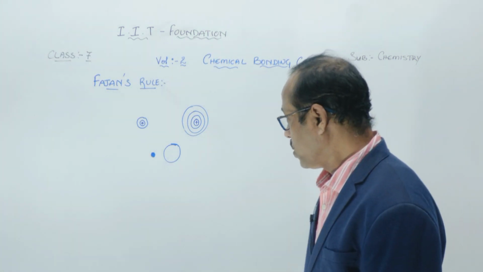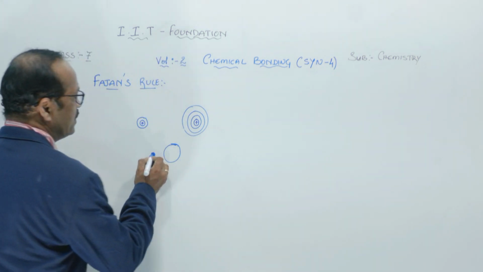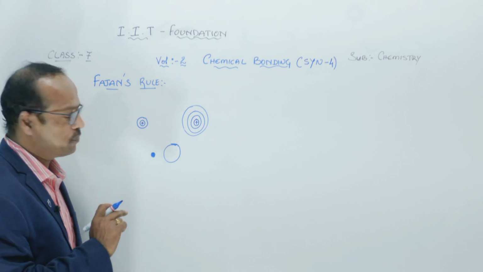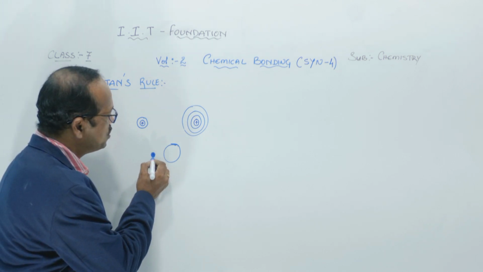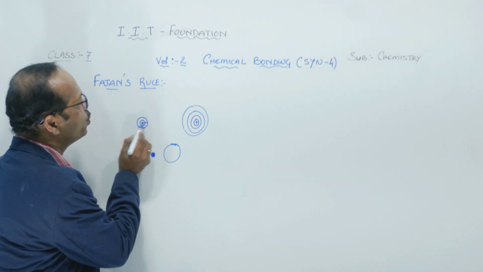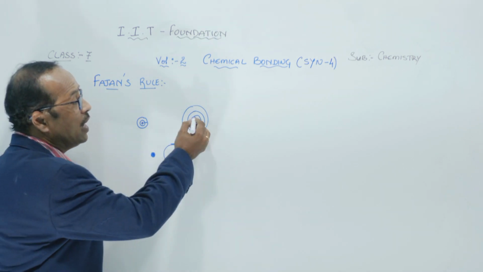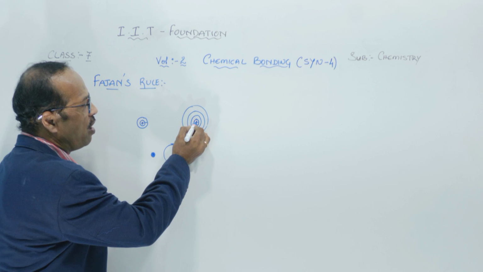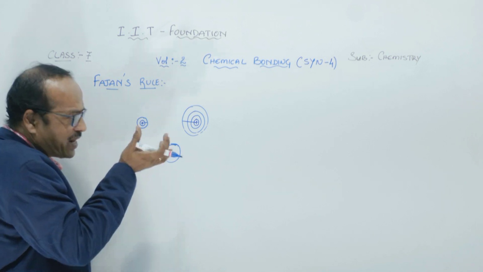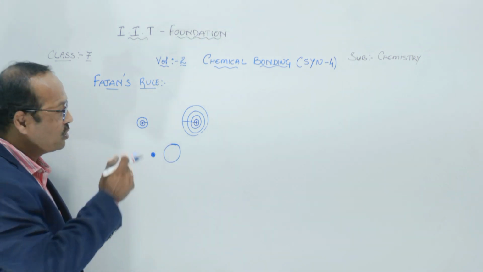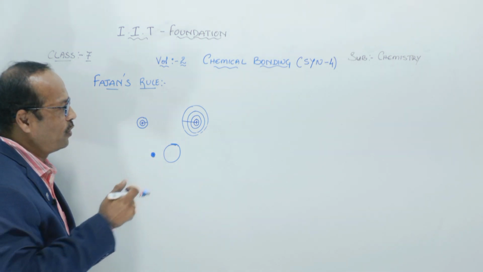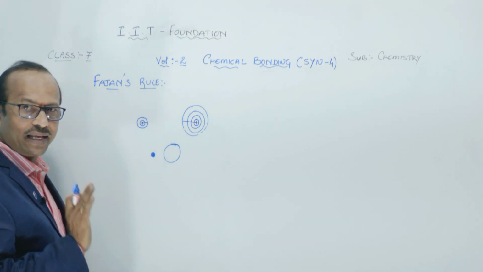Now what happens, students? Here, this is a cation with a positive charge, and it is smaller. Smaller means it is very close to the nucleus. And this anion is far from the nucleus. So the force of attraction toward the nucleus will be more here because it has positive charge and the size is less, and here the force of attraction will be less.